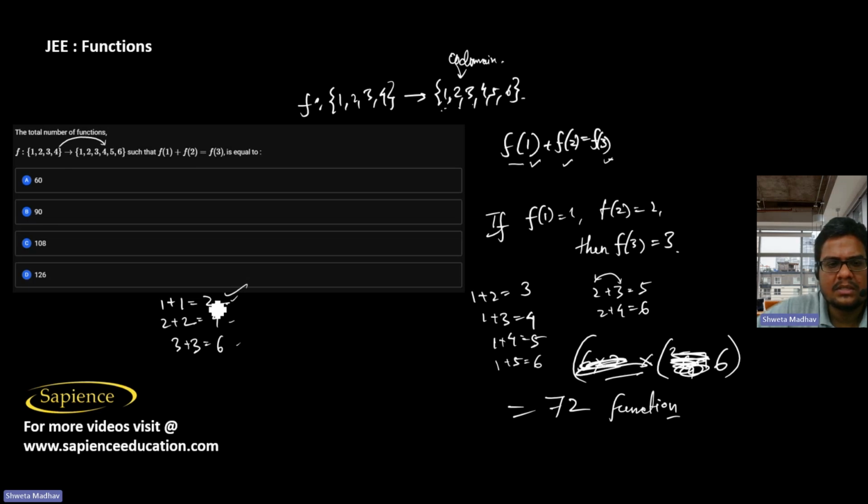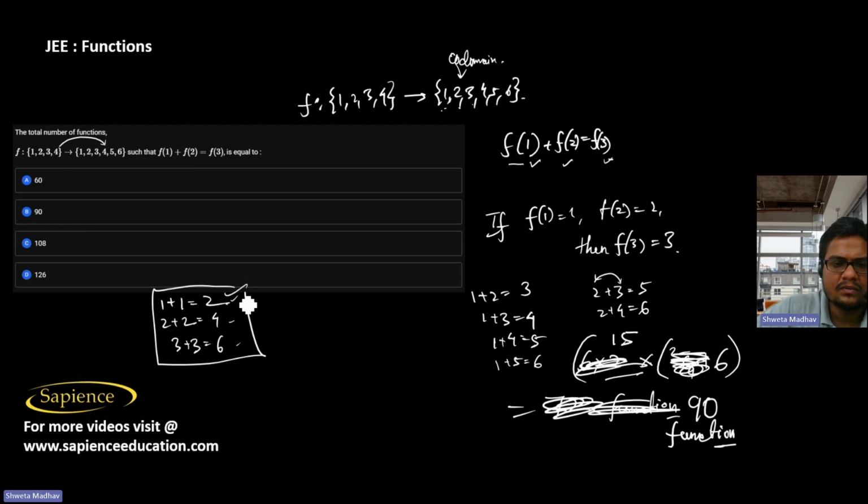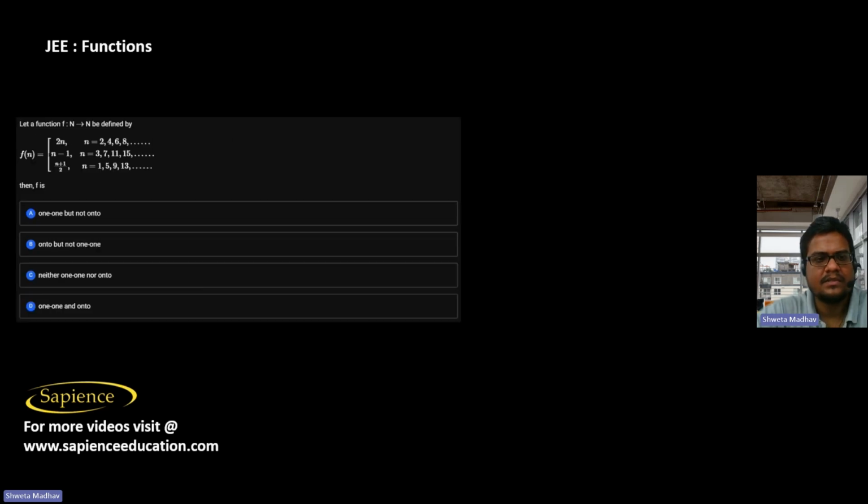12 plus 3, that is 15. 15 ways. 15 into 6, that will be 90 functions. Since in this way also we can choose f of 1 and f of 2 and f of 3. So there will be 90 functions. So option B is the correct answer.